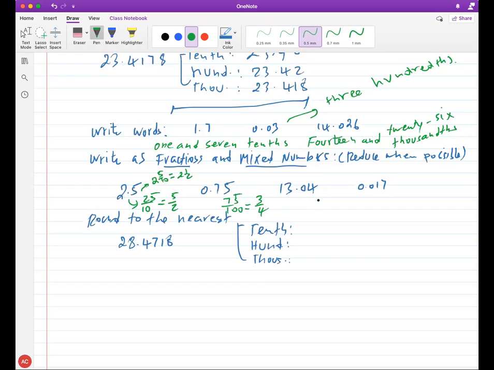And for this one, we can do both mixed and improper. Let's start with mixed number. 13 and 4/100, which can be reduced by 4, so it will be 13 and 1/25, right? If you divide by 4, you get 1. Divide by 4, you get 25. That's the mixed number. What about the fraction?